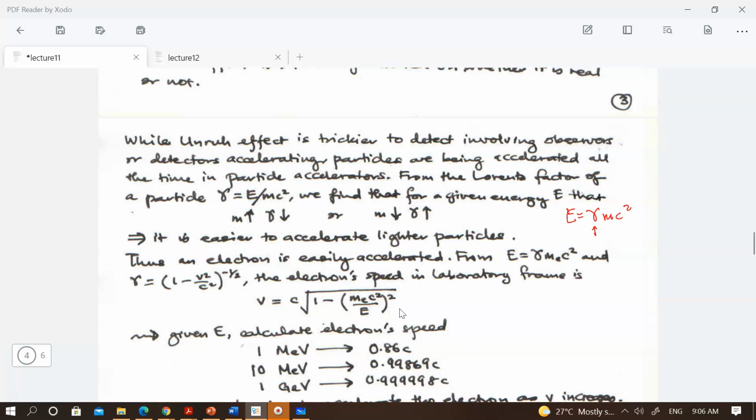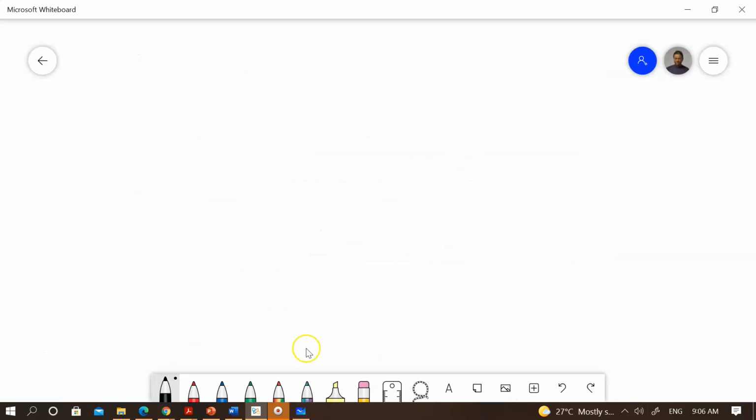So what we want to do in this case is to see the effect of the mass on the relativistic factor. We have to fix the energy, in other words, given a particular energy, for example energy set by the particle accelerators. What will happen if you have a particle with bigger mass or a particle with lower mass? What will happen to the gamma? Let me go to the whiteboard because I need to show you a different thing.